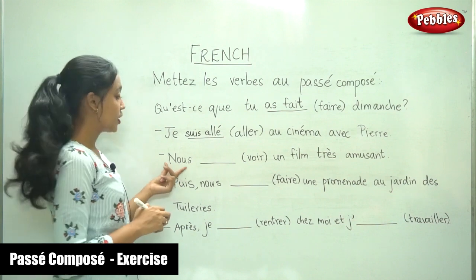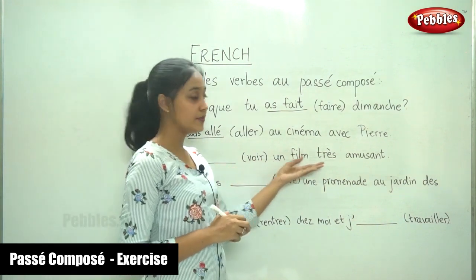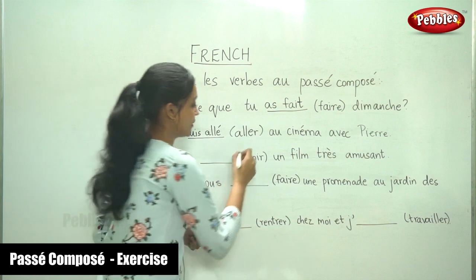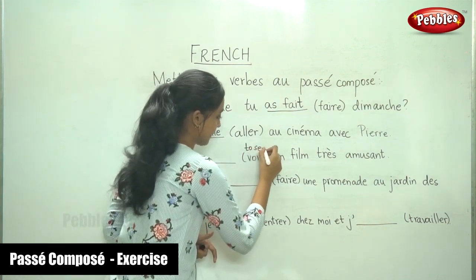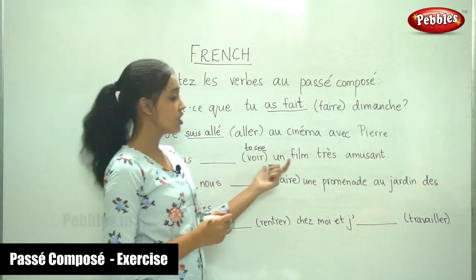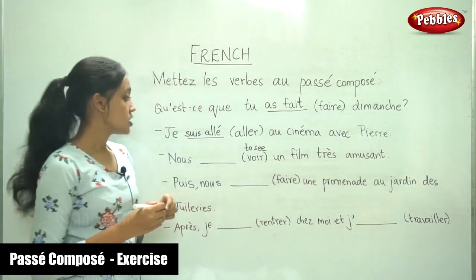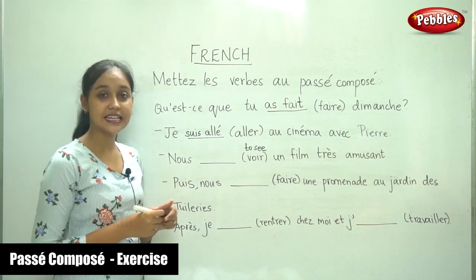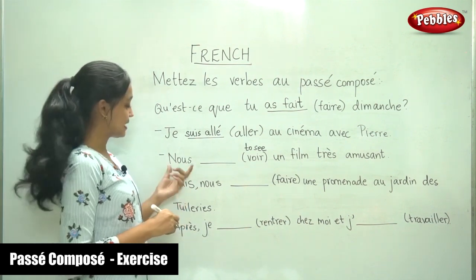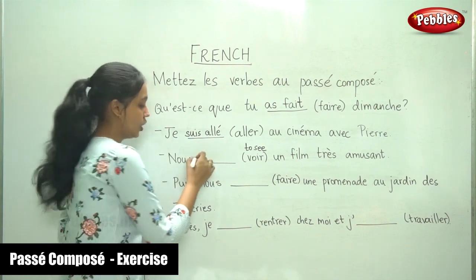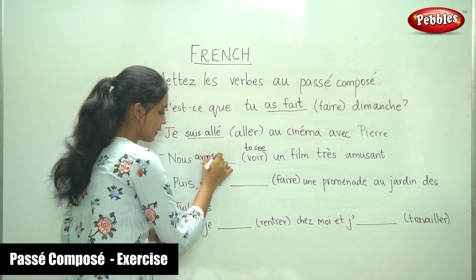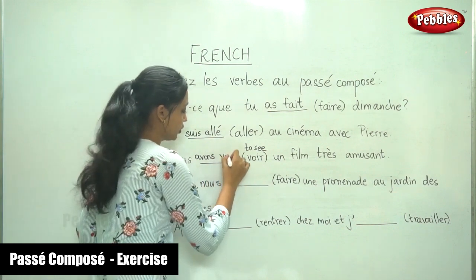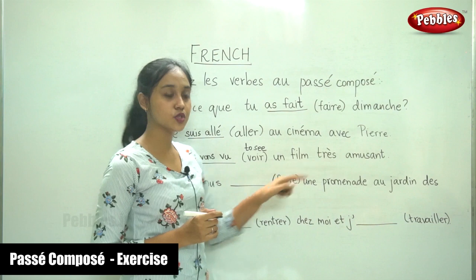Now the next sentence, nous dash un film très amusant. So here the verb is voir. Voir means to see. Nous dash un film très amusant. So here voir is the verb. What auxiliary does it take? It takes avoir. And what is the subject here? Nous. So nous avons. And do you remember the past participle for voir? It is vu. Nous avons vu un film très amusant.